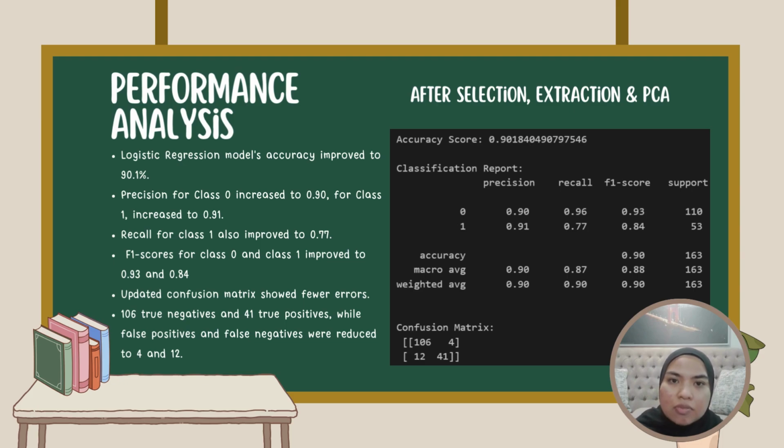The updated confusion matrix showed fewer errors, with 106 true negatives and 41 true positives, while false positives and false negatives were reduced to 4 and 12 respectively. This result demonstrates that feature selection and extraction significantly enhance the model's performance, leading to higher accuracy and a better balance between precision and recall for both classes.